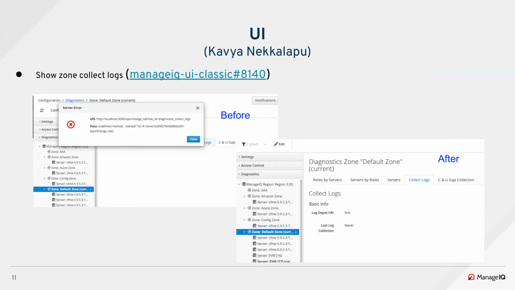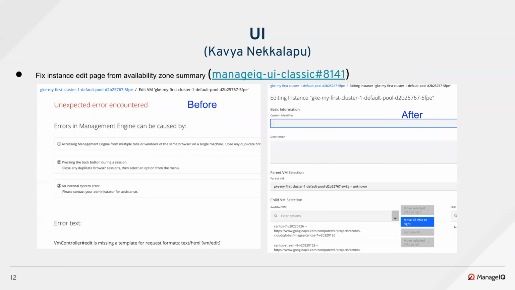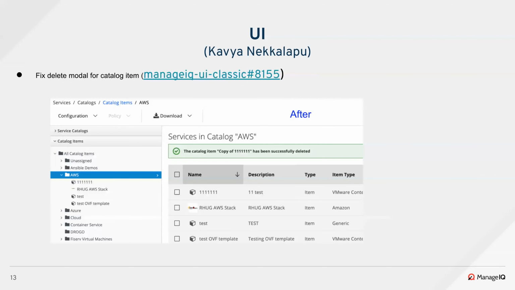Zone collect logs tab is giving an error. So Melody fixed that bug here. Next one. When instances are opened from availability zone summary page, edit page is broken. I fixed that in this PR. Catalog item deletion is not working. I fixed that bug here.